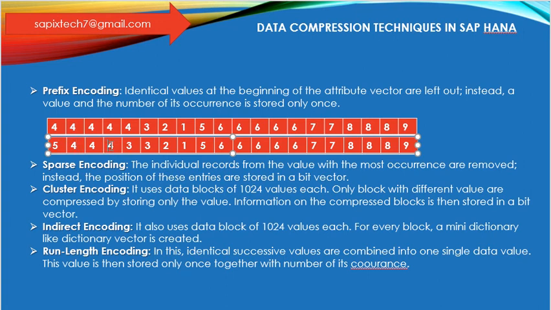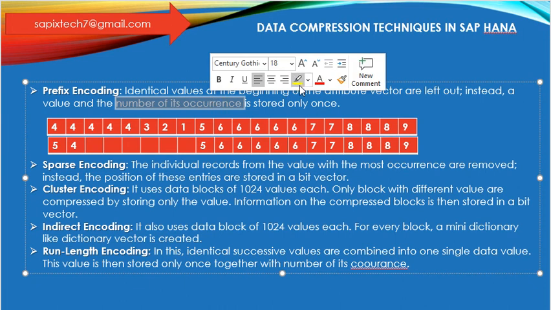Okay, this will store, and so how many 4s do we have? 5, 4. So it will store 5. And what is that value? 5 times 4. Identical values at the beginning of attributes are left out. Instead, a value and the number of its occurrence are stored only once.